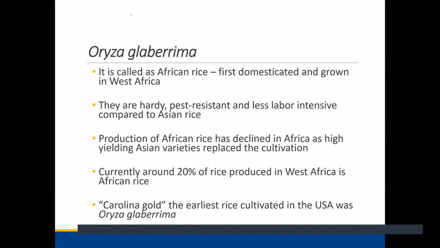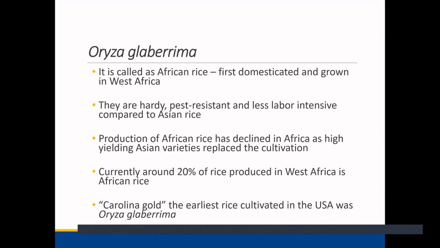Okay, so this is glaberrima, right? That's the cultivated species in Africa. So that's why it's called African rice, right? First domesticated and grown in West Africa. You can imagine the climate conditions and soil conditions in Africa. It's very harsh. They experience frequent droughts and all sorts of stresses. Not only the country, the region is very vulnerable to the stresses, right?